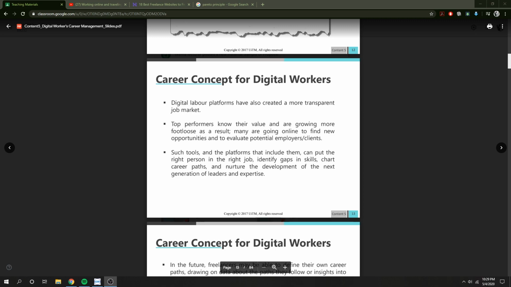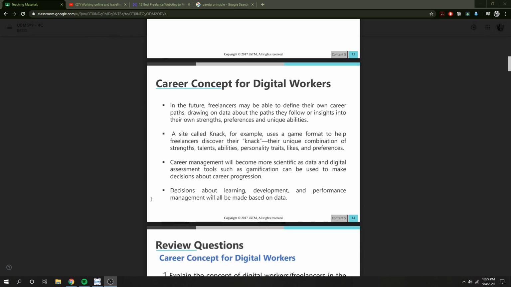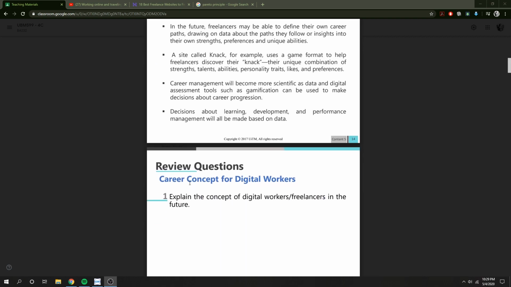Okay, next one, in the future, freelancer may be able to define their own career path, drawing on data about the path they follow or insight of their own strength, preference and unique ability. Okay, this one you have to develop you punya skills lah sebenarnya, you punya profile. So career management will become more scientific as data and digital assessment tools such as gamification can be used. This one untuk yang next dia, ni tak ada apa ni.